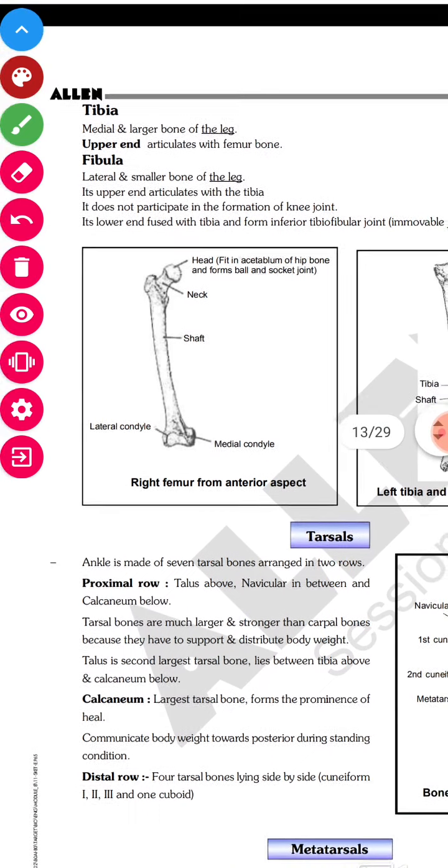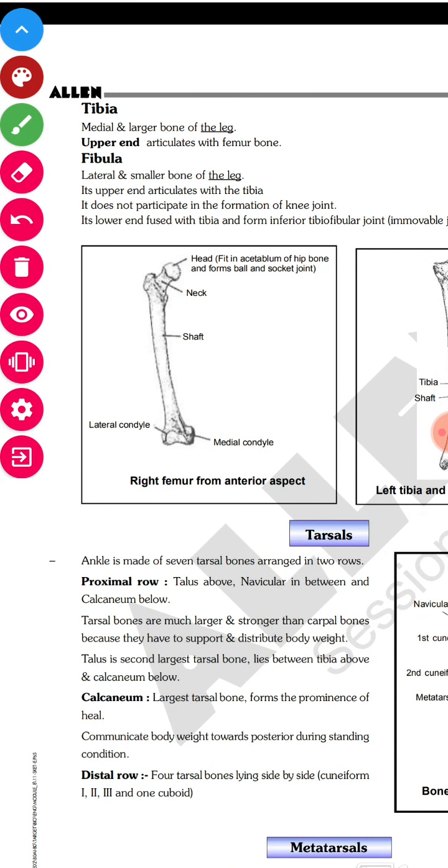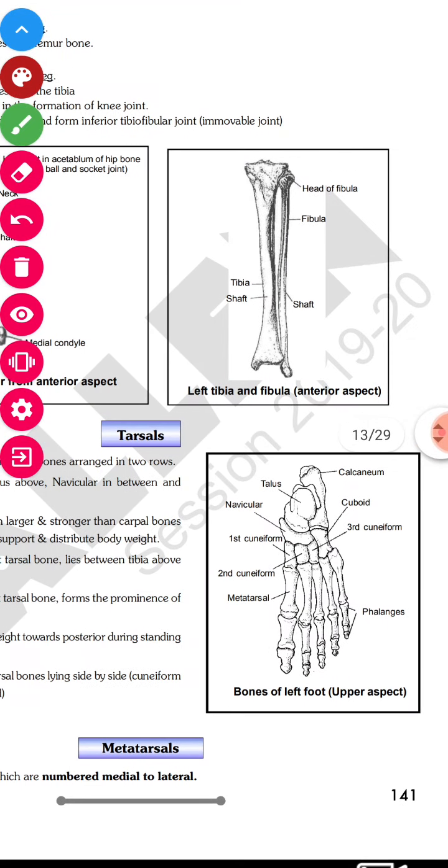Now tibia, what is tibia? It is the medial and the larger bone of the leg. You can see over here that this is the tibia, present in the middle part, and this is the fibula, which is present sideways, that is, laterally.